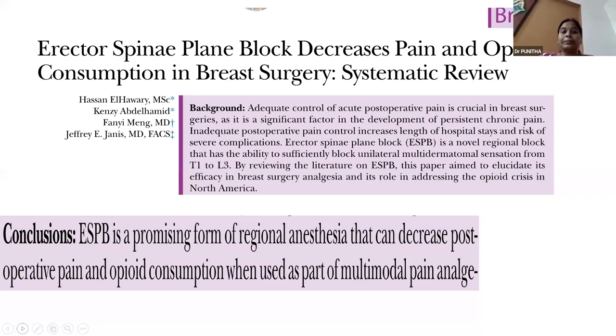The erector spinae plane block has been found to decrease the pain and opioid consumption in breast surgery.